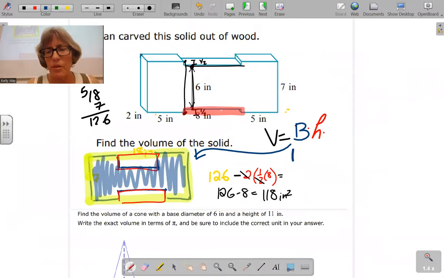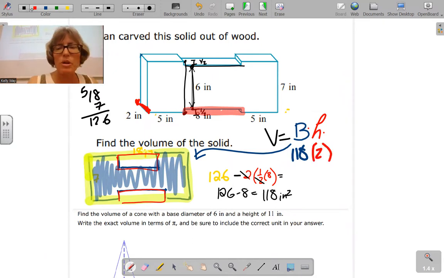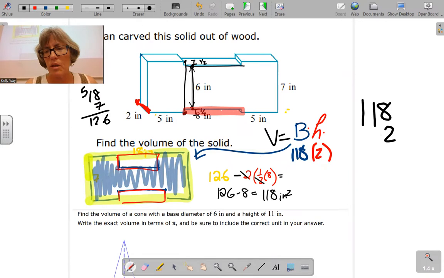So base times height, 118. Height, distance between the bases, which if you're using the eyes, your distance between the bases would be that 2 inch. So we simply do 118 times 2.